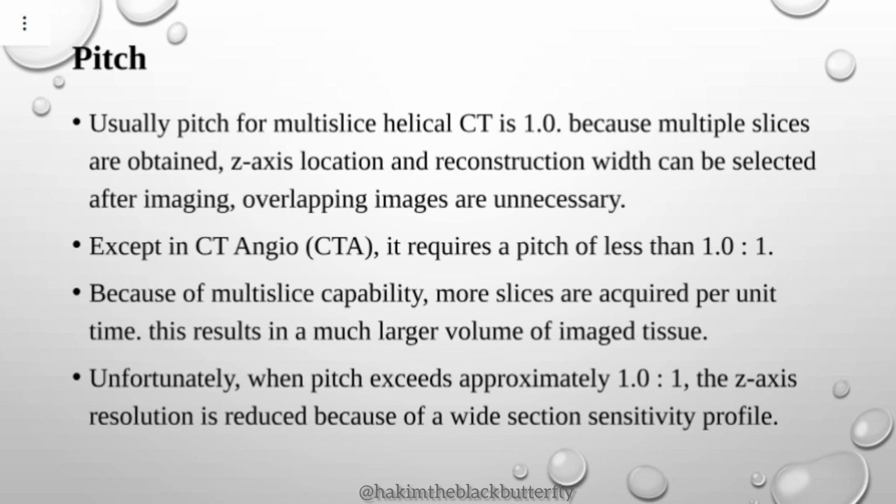Usually pitch for multi-slice helical CT is 1 because multiple slices are obtained on the z-axis location, and reconstruction width can be selected after imaging. Overlapping images, like a pitch of less than 1, are unnecessary in most of the scans, but it is necessary when it comes to head CTs.